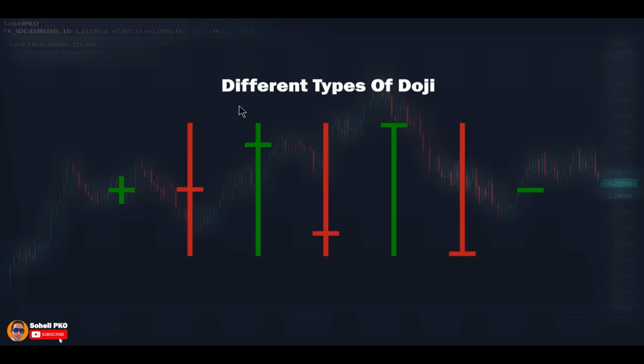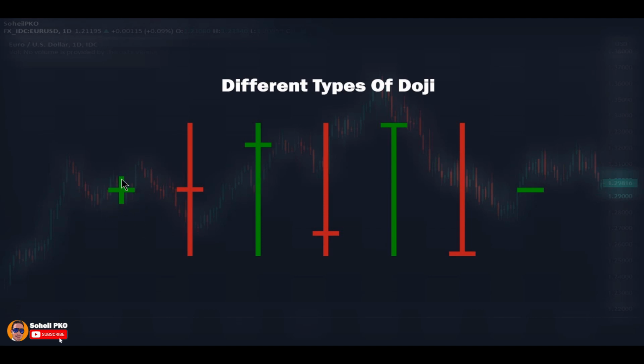We have different kinds of dojis and not all of them show indecision, and some of them are naturally bullish or bearish. There are 7 kinds of dojis. The first one is the one that we just discussed, and it's called common doji, plus sign doji, or doji star.